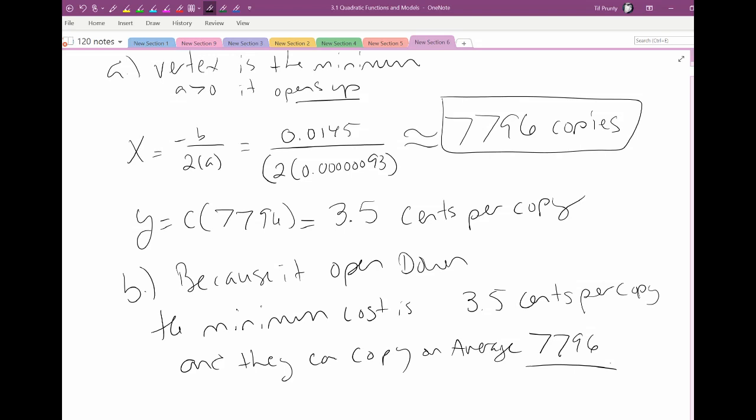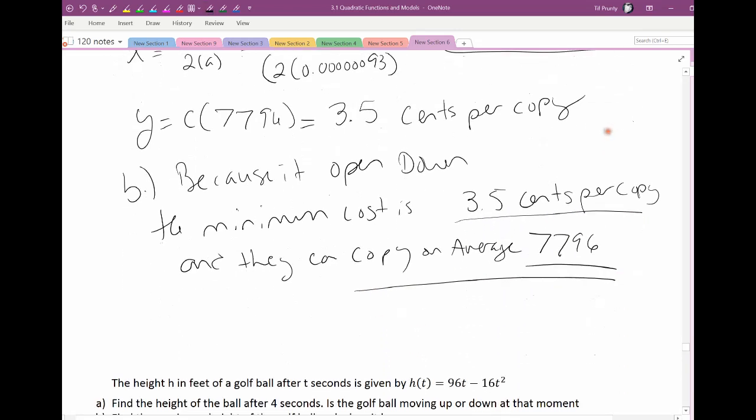Alright, we found the vertex, we determined the shape of the graph. From the shape of the graph, the minimum average cost had to be the vertex value. Right, that was the number of cost. So this would be the minimum cost. That would be how many they need to produce to get that minimum cost. Alright, the next example.